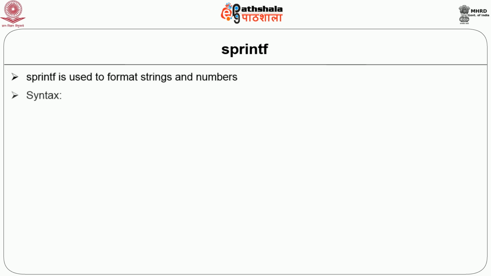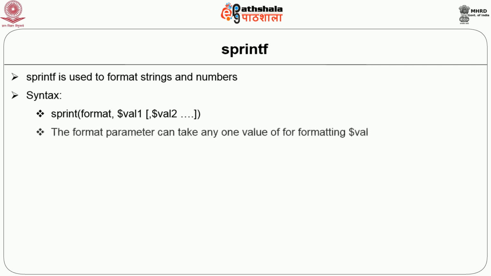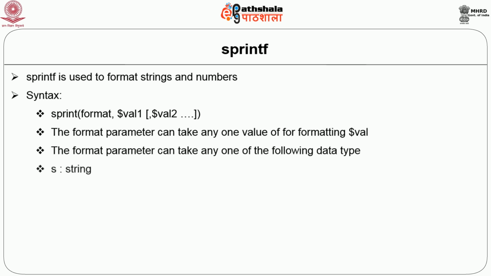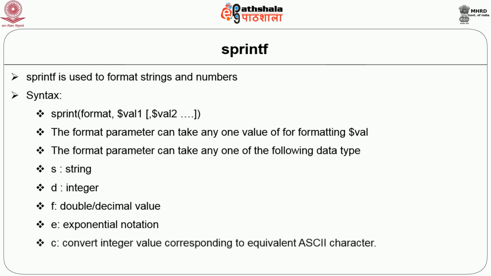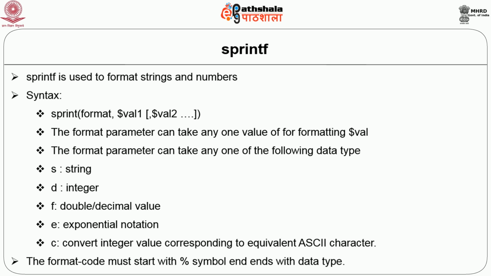Now to display a number in a particular format, the sprintf function is used, and it takes 2 parameters minimum. The first one is the format, and then the second one is the value. The format parameter can take only a few values like S, D and F. S for string, D for integer, F for double or decimal. For character you can use C, for binary you can use B. Only these values you can take.